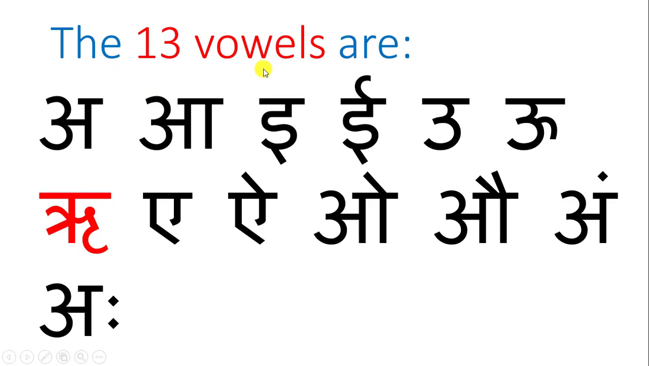There are 13 vowels in Hindi and they are a, aa, i, ee, u, oo, ri, e, ai, o, au, and aha. All right. Now let us see all these one by one.